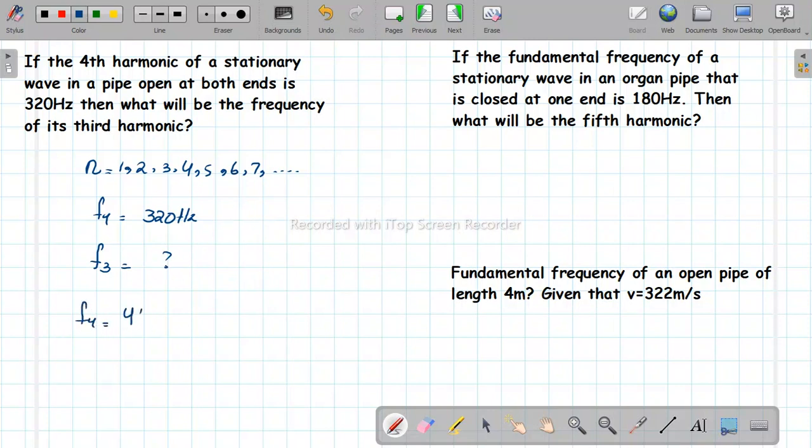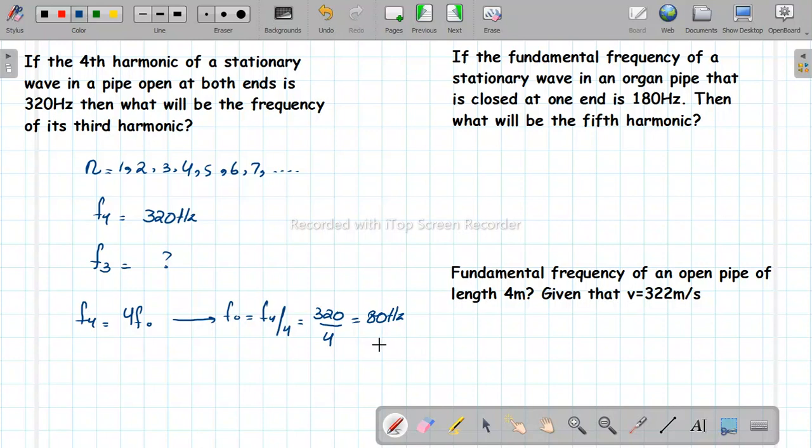F4 could be 4 times F naught, right? तो मैं इसको रीअरेंज करके F naught निकाल लेती हूँ. We can write F naught equals F4 over 4. In other words, this F4 is 320, this 4 as it is, and it is nothing but 80 hertz, right? This means that the fundamental frequency of the above mentioned case is 80 hertz.